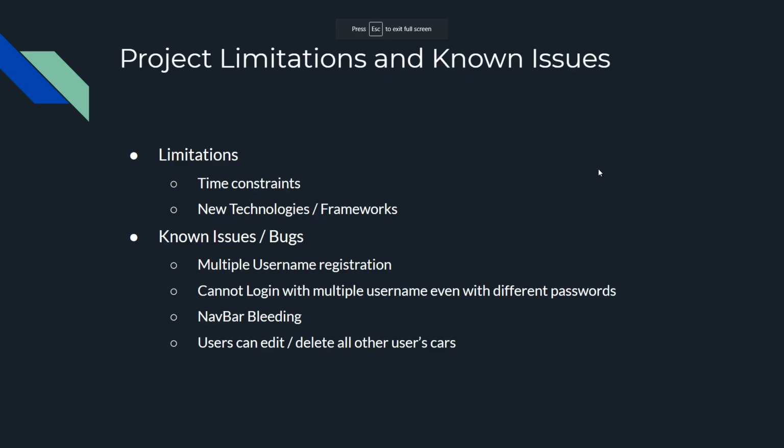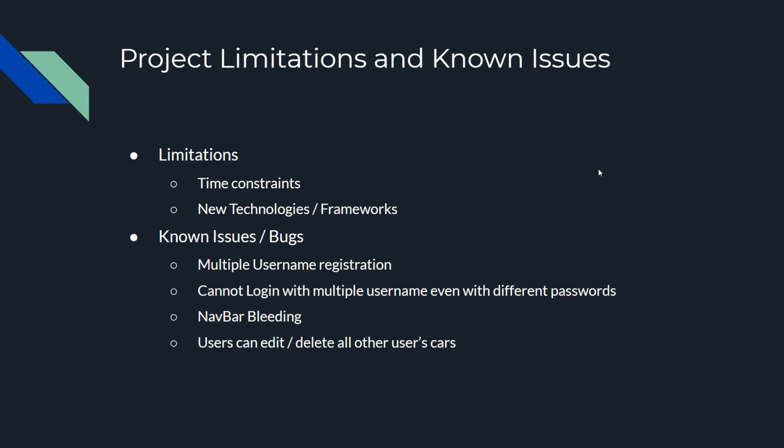Some project limitations and known issues we have right now. Just some limitations we had were time constraints. We only had about 4 to 5 months to create this application, as well as this was a new technology, Spring Boot, the framework, and we had to learn a lot of new things as we went along. In the future, we want to implement the ability to only see your own cars, as I mentioned before, and not be able to edit and update other cars.